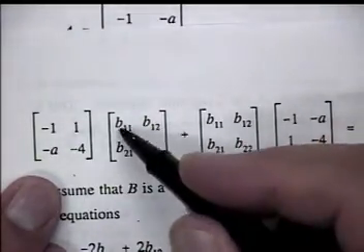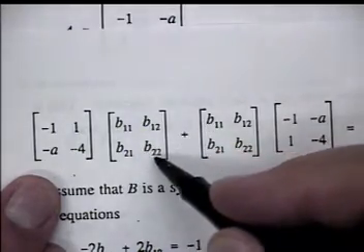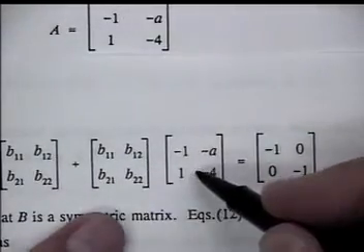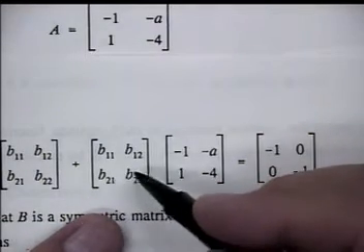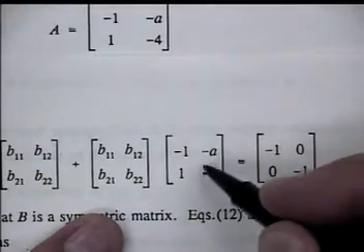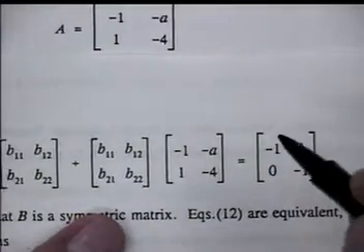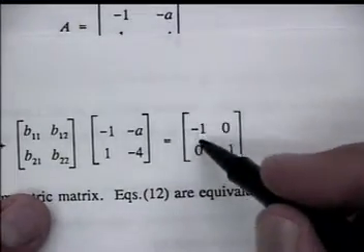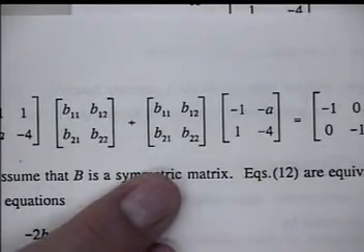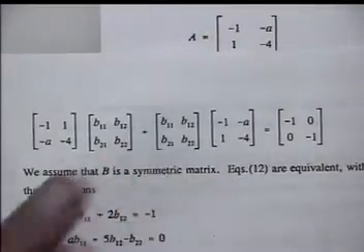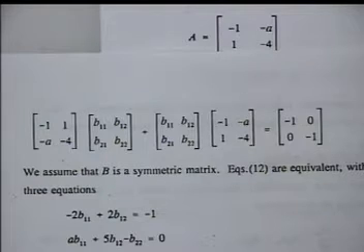Times B: B11, B12, B21, B22. Plus BA. Okay? That is B11, B12, B21, B22, times minus 1, a, minus a, minus 4. And this should equal minus I: minus 1, 0, 0, minus 1. Okay? So that is what we want. That will be the simplest thing for us. If that happens, then we are done. We can sleep. We don't have to calculate anything.